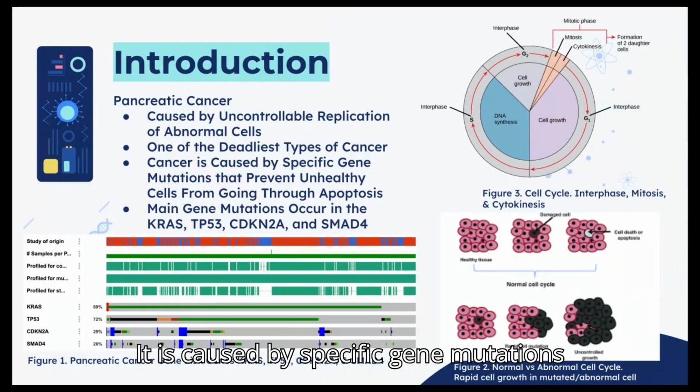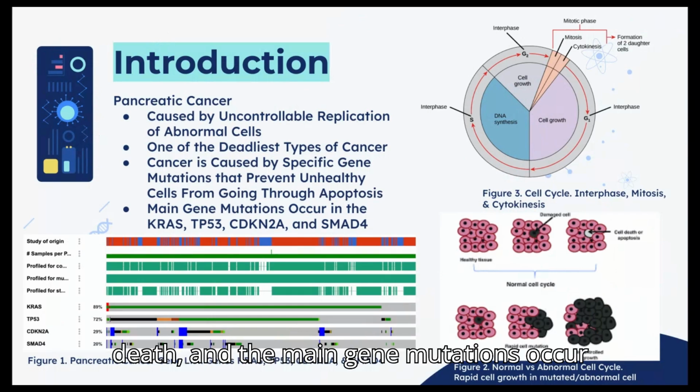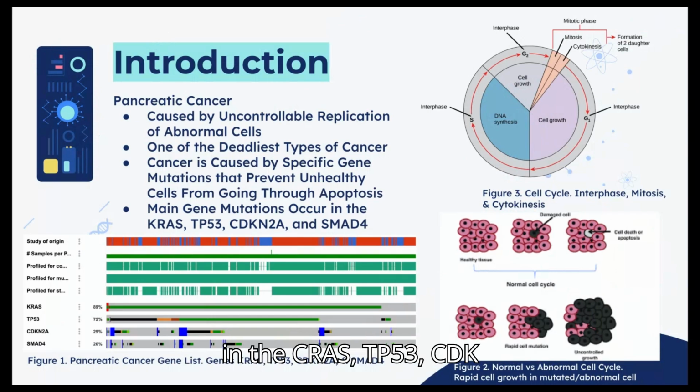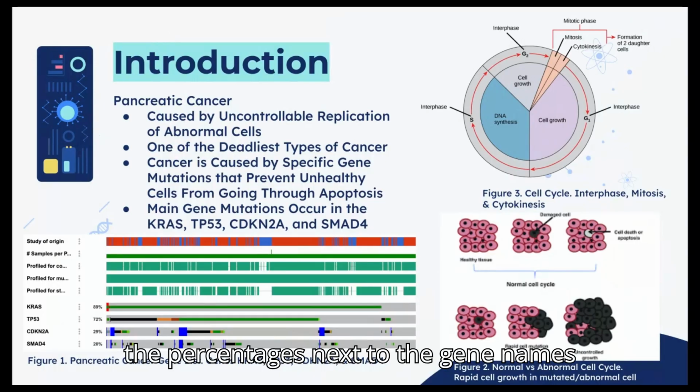It is caused by specific gene mutations that prevent unhealthy cells from dying through apoptosis, or programmed cell death, and the main gene mutations occur in KRAS, TP53, CDKN2A, and SMAD4. In Figure 1, you can see the percentages next to the gene names that show how common they are.